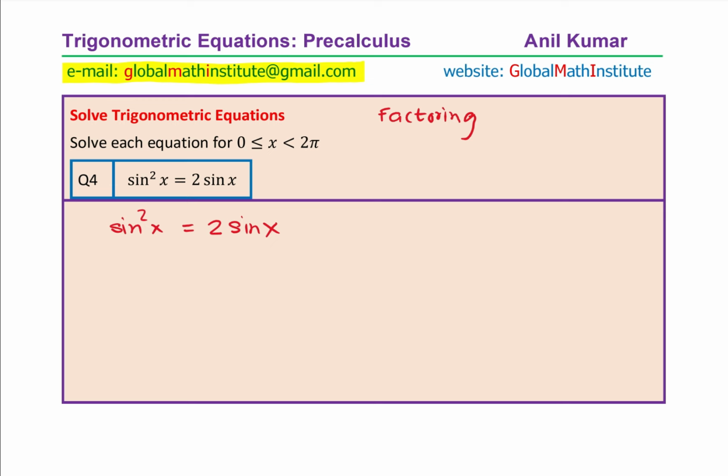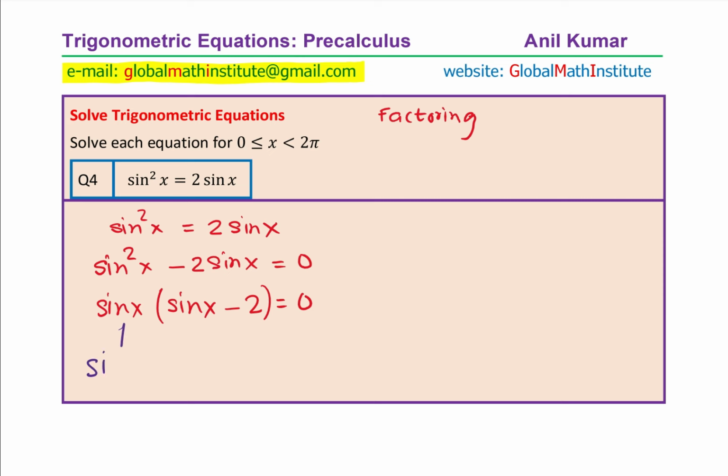Now do not cancel sines, right? Otherwise you are cancelling the solutions also. Bring 2 sine x to the left hand side. So we get sine square x minus 2 sine x equals 0. Taking sine x common, what do you get? You get sine x times (sine x minus 2) equals 0. Now that gives you two sets of solutions.